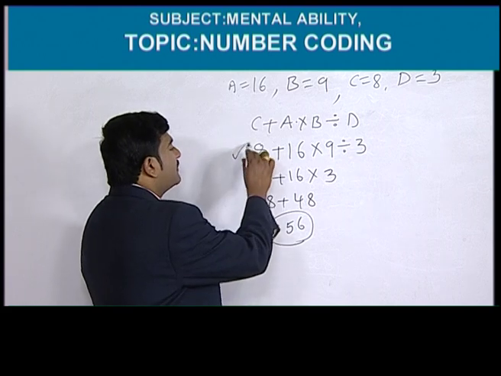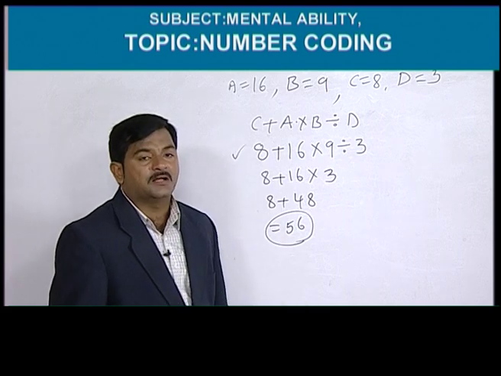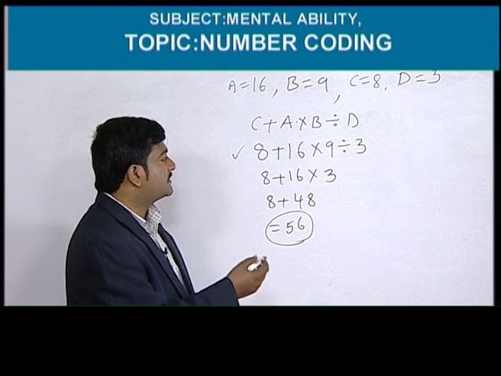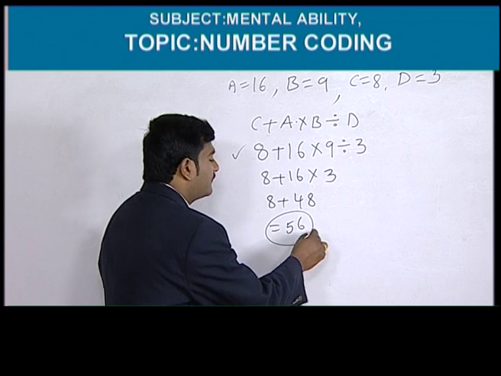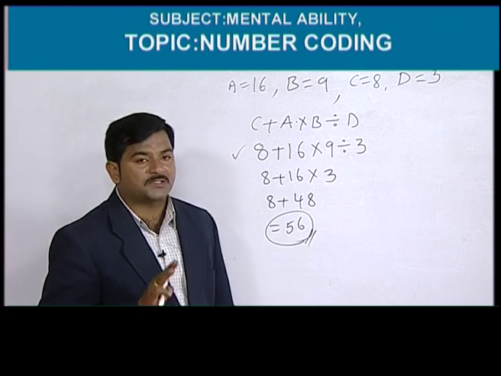For this step again we have to apply the BODMAS rule. So first of all division, then multiplication, finally addition. So hence the answer is how much here? 56. Okay, we discussed only three models.